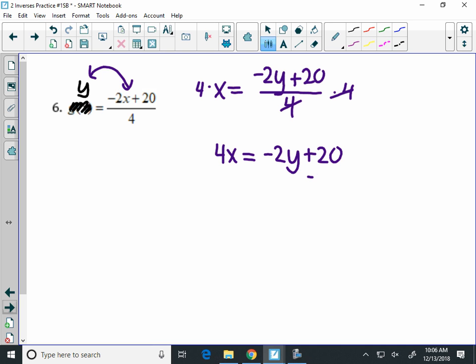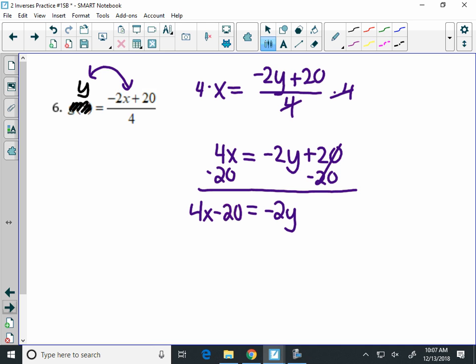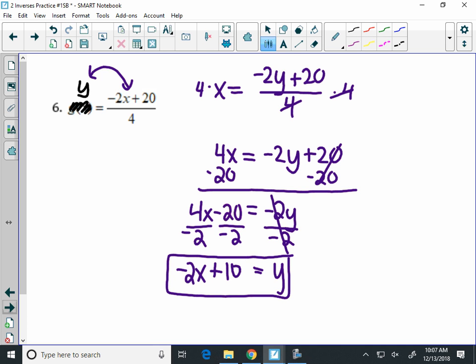Now to get y by itself, I need to subtract the 20 from both sides, which on the left-hand side gives you 4x minus 20 equals negative 2y. Your last step is to divide every single term by negative 2. Because that'll give you y equals, well, 4x divided by negative 2 is negative 2x. And negative 20 divided by negative 2, remember a negative divided by a negative is a positive 10. And that is the equation of your inverse. You're all set.